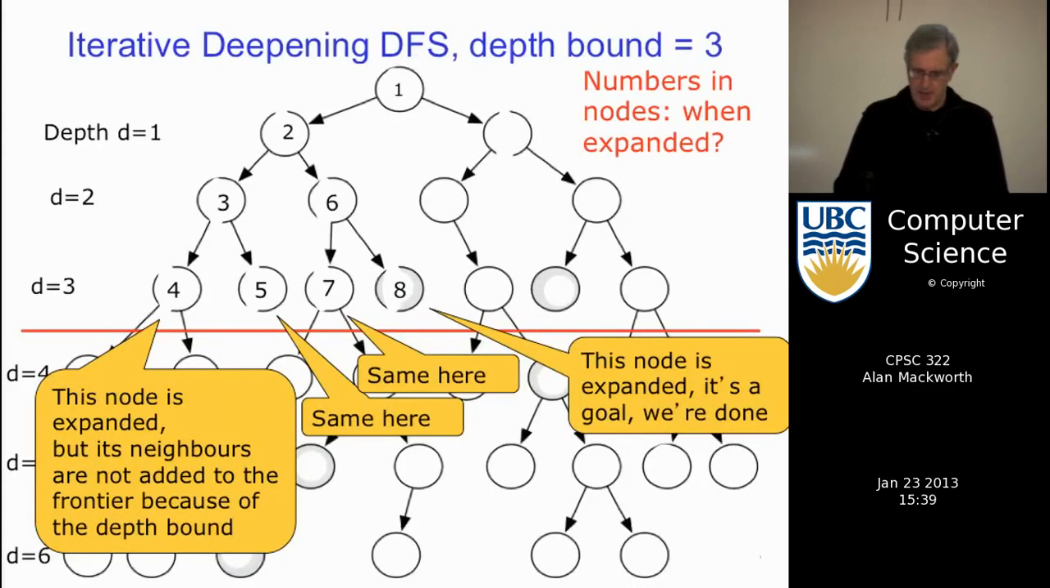So this 8 turns out to be a solution. This node is expanded. So you generated this node on the previous pass with d equals 2, but you didn't expand it until d was equal to 3, till it was at the depth bound, not beyond it. Okay, so that's again critical to do it that way.